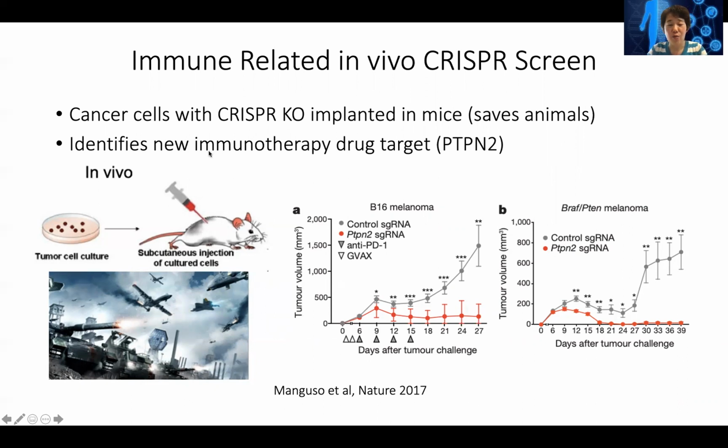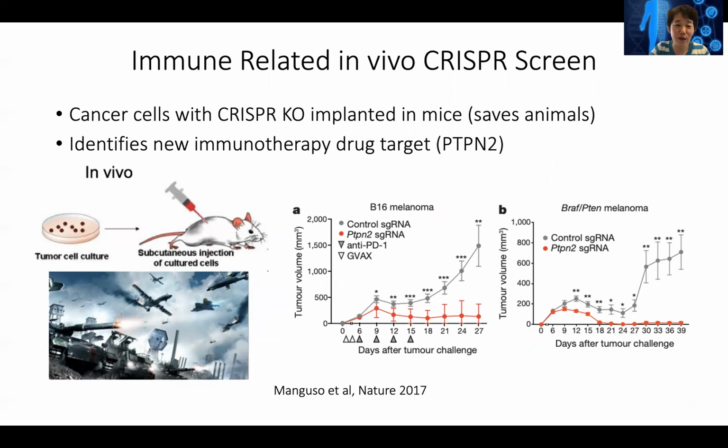So normally, in order to do a drug test on a mouse, previously without CRISPR screen, you have to put the cell with one gene knockout into the mouse and see how much that tumor grows compared to the wild type cell, and you see whether the tumor is growing faster or slower.